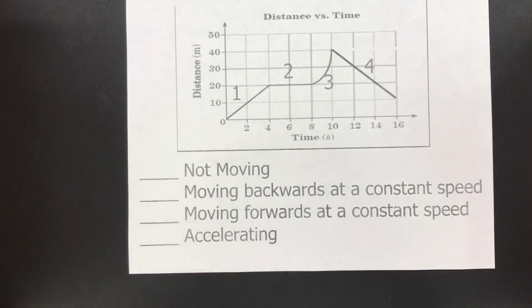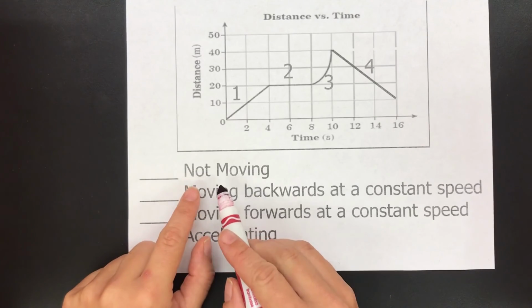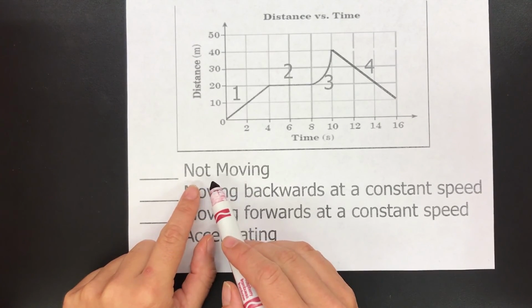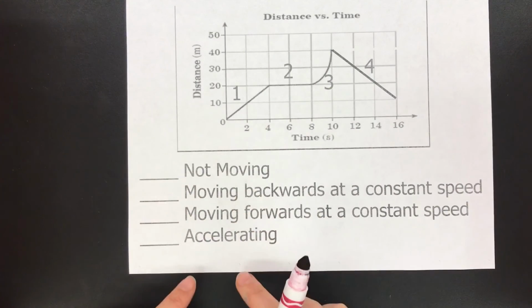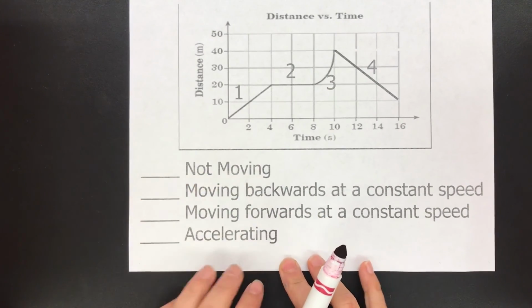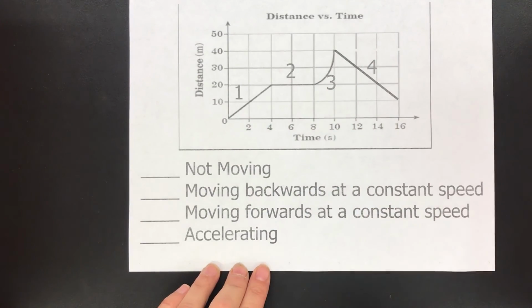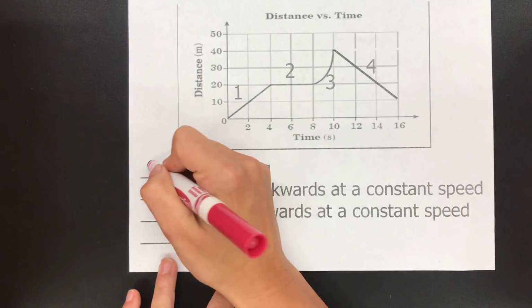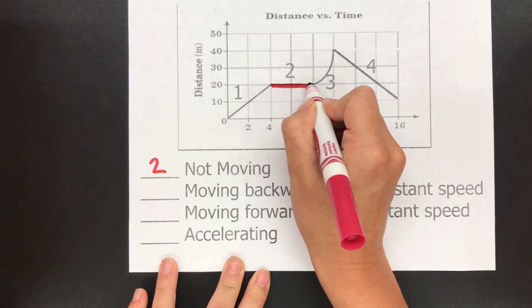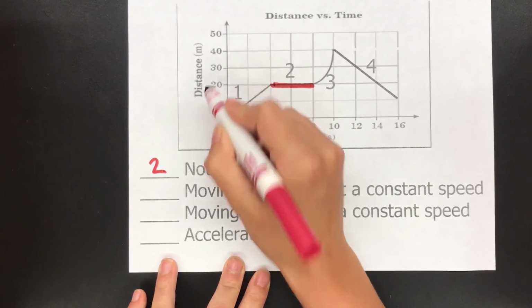Now let's go through them real quick. What you have to do here is tell me which line segment is doing what. First one, not moving. Looking at this graph given here, which of these line segments is not moving? Your answer should be 2. Why? Because it's flatlined. It's sitting at that 20 meters.